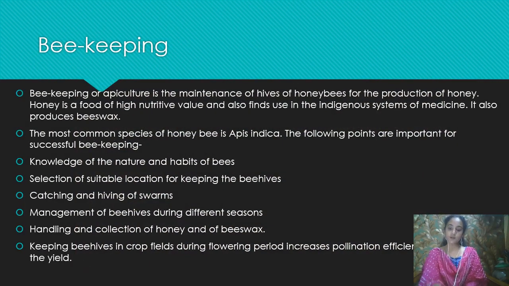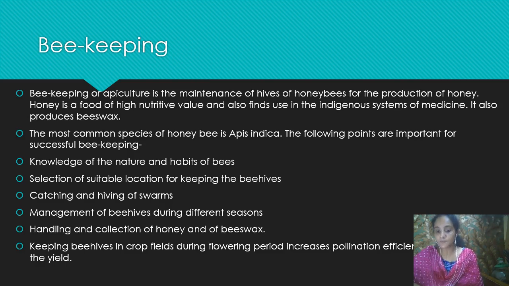Now, the next one that we normally do is beekeeping, and we know that bees are reared. What are the two purposes of bee rearing? One is for honey, of course, everyone knows, and the other one is for beeswax. This beeswax is used in lots of medicines and even in cosmetics. So both these things are important.